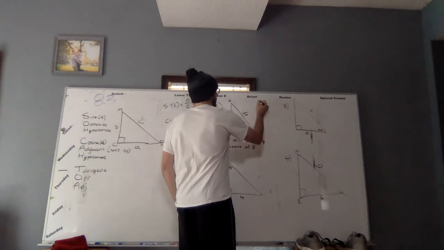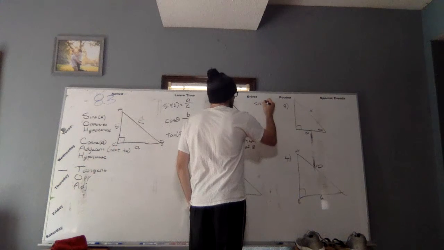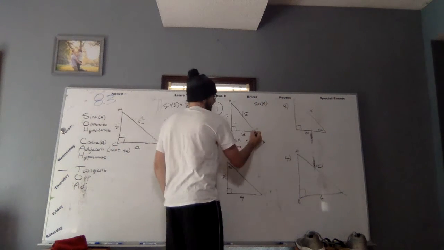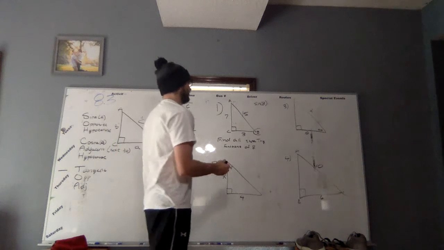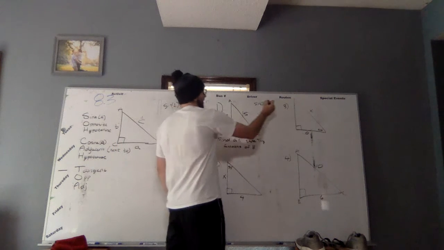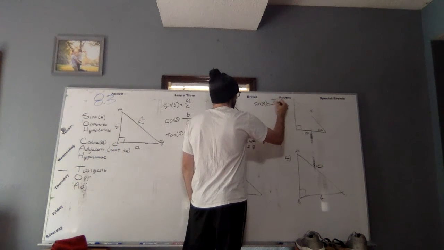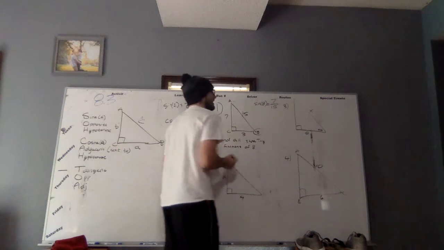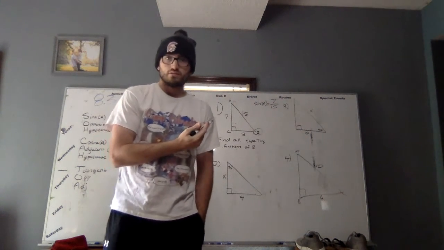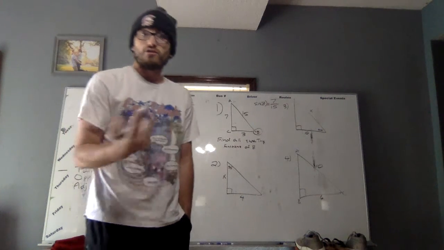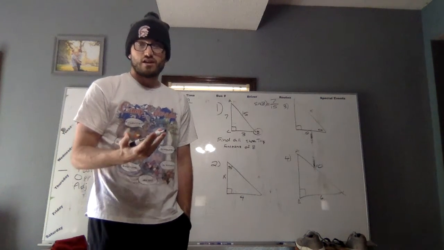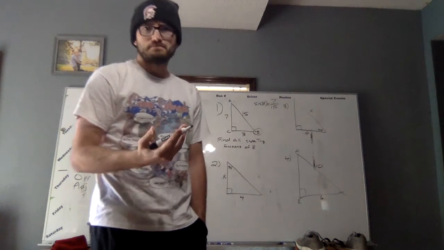So I'd say, okay, the sine of B. I'm looking at this angle. Sine is opposite over hypotenuse. So I'd go opposite, which is 7, over hypotenuse, which is 15. Now, if that's reducible, I need to reduce it. In this case, I can't, so I just leave it as is. It's 7 over 15. That's perfectly fine.